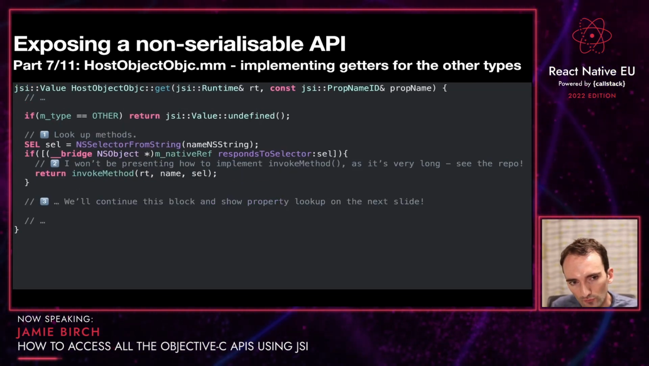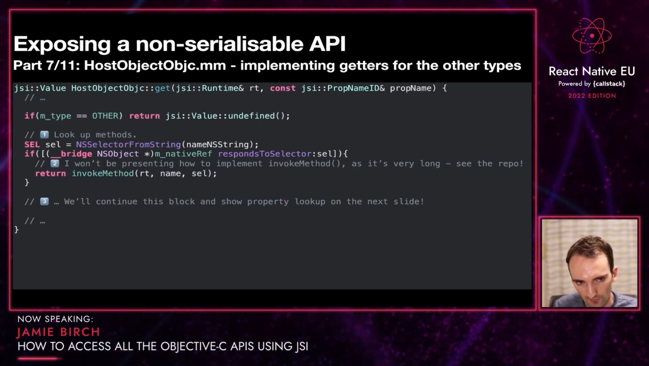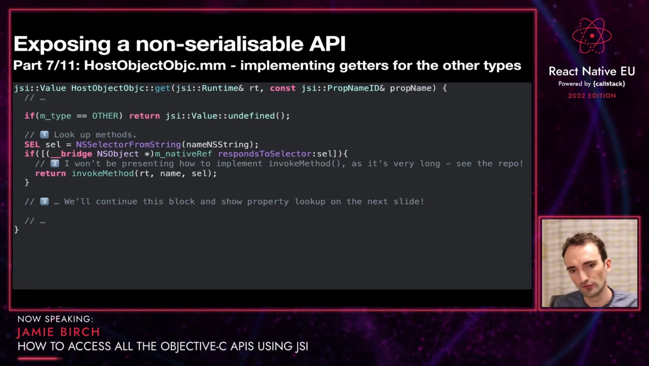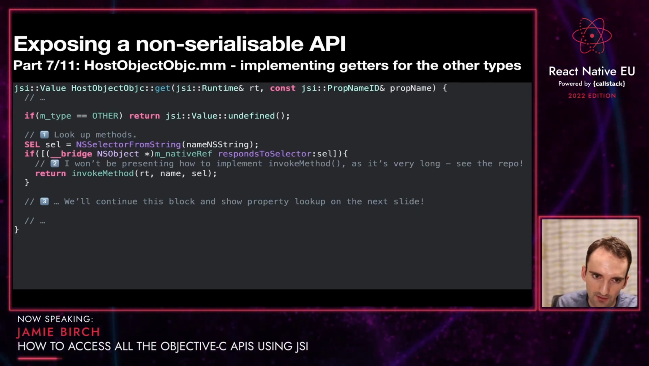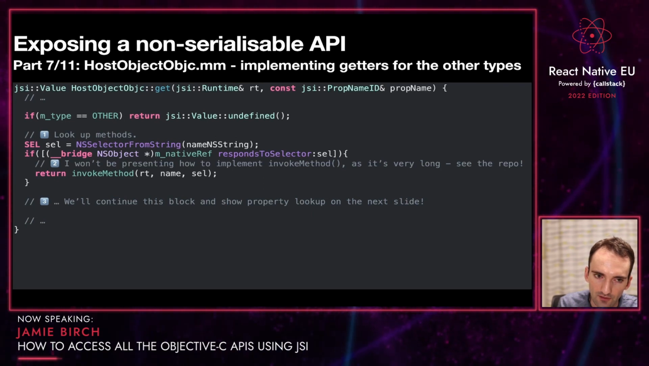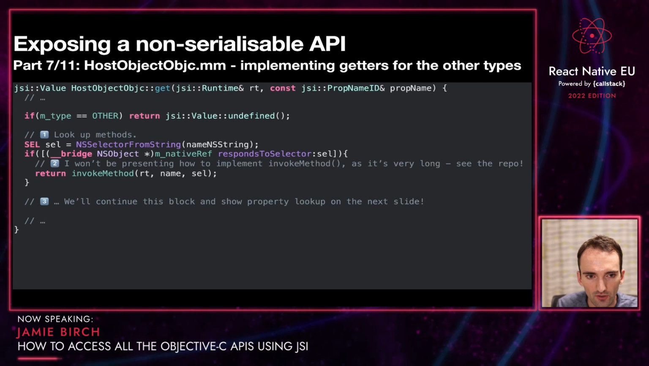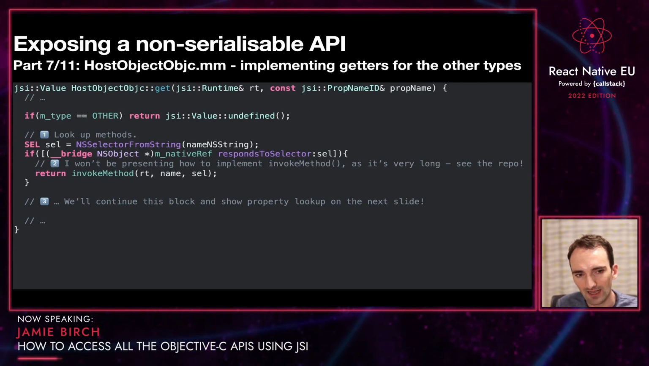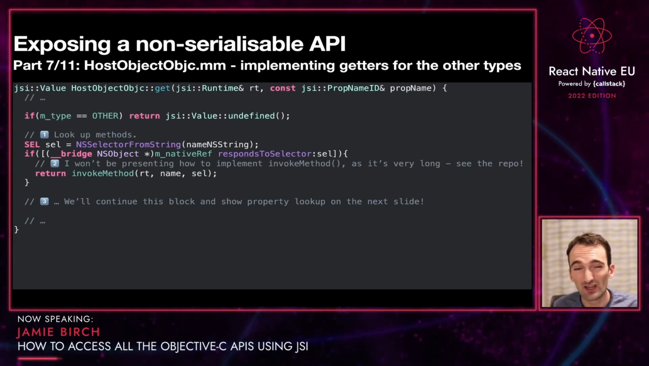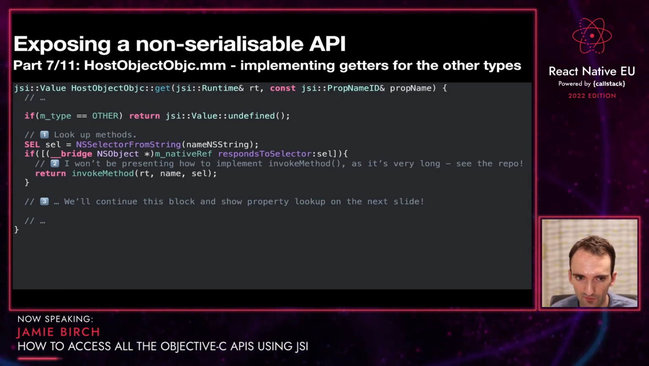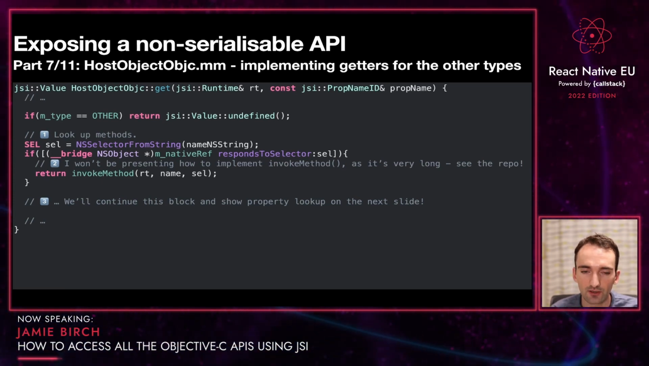Now, suppose we're not the global, we're of another type. We're just going to return undefined for the getter. And if we're a class instance or a class, we will create an NS selector using that string name, and we'll call invoke method. Now, I'm not going to tell you how to implement that in this presentation. I'd say check out the repo.